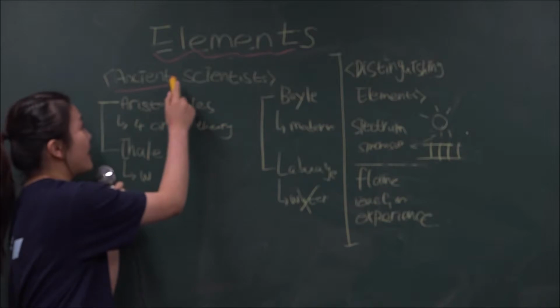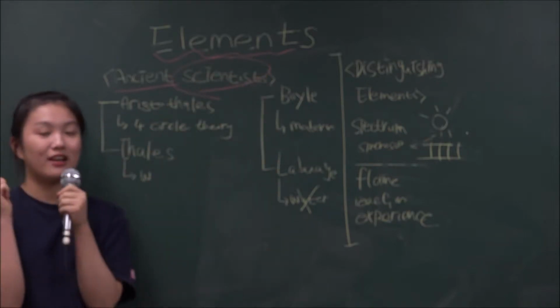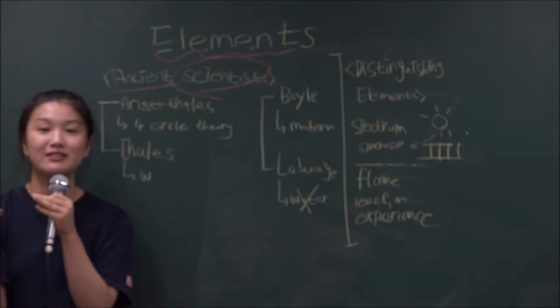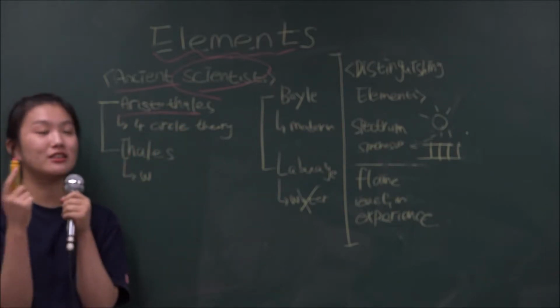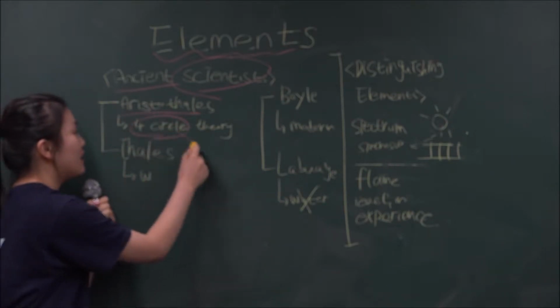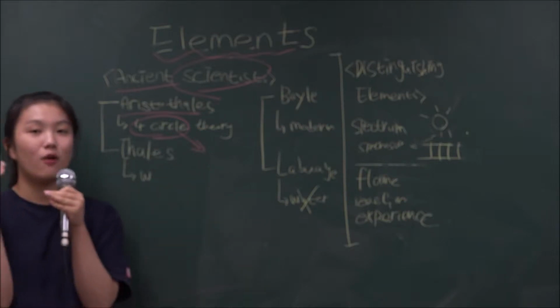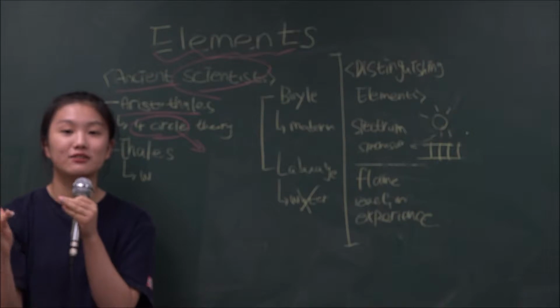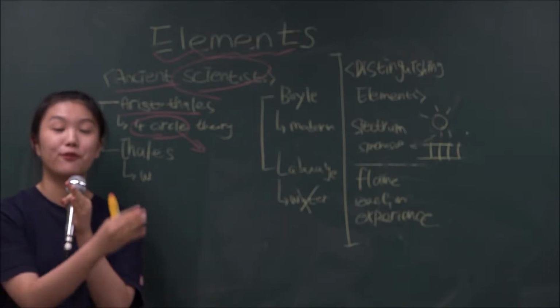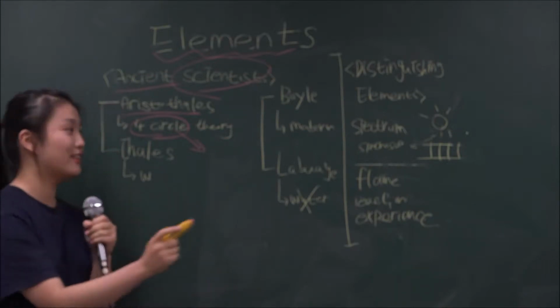In ancient times, scientists argued various theories on elements. First, Aristotle argued the four-element theory. It says water, fire, soil, and air. Everything is made of these four things, so it is named the four-element theory. You need to remember it.